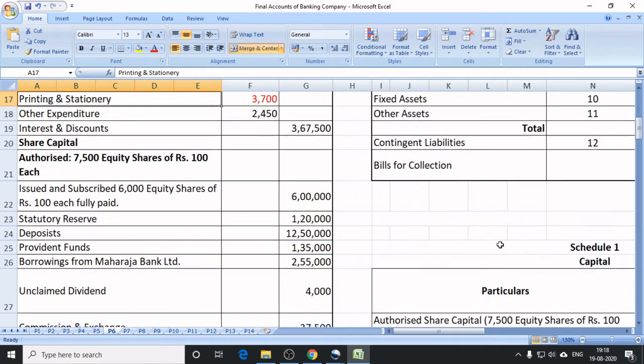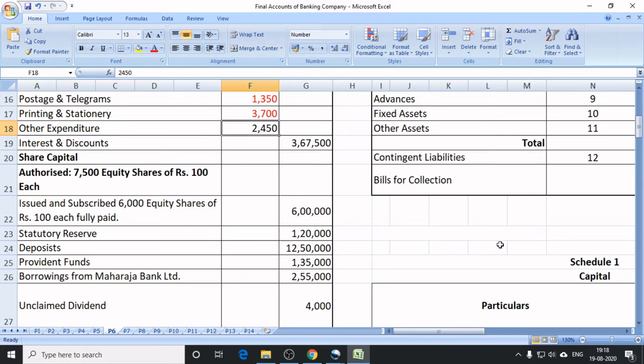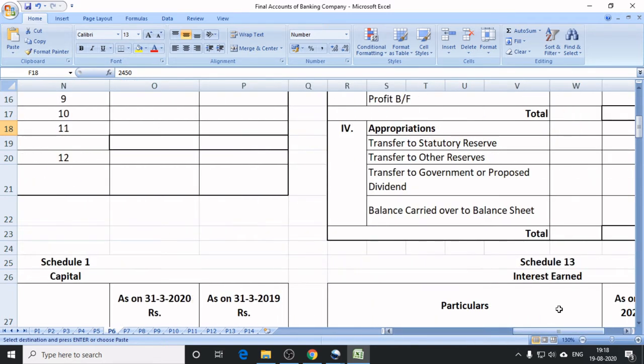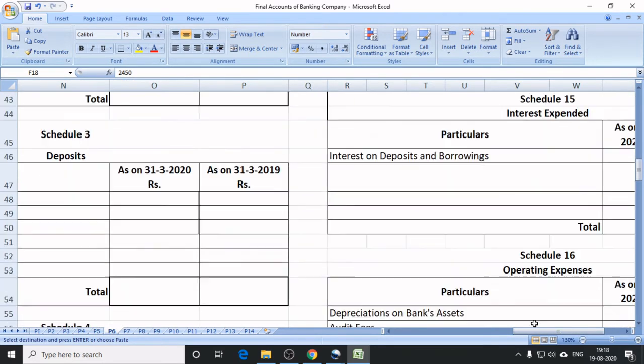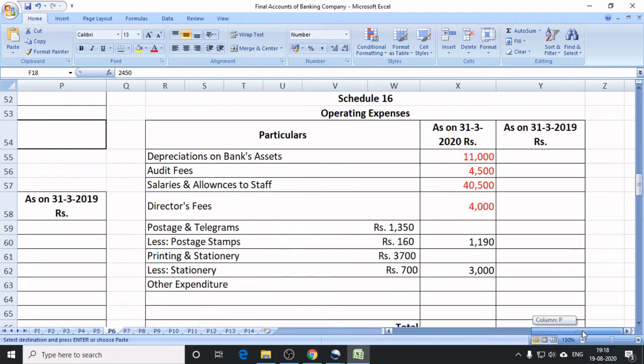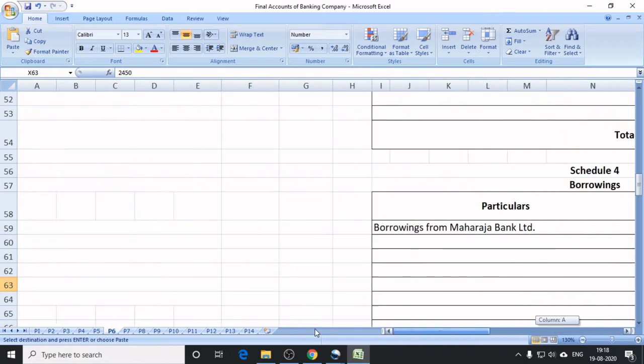Okay, now next is other expenditure. Look, other expenditure has a debit balance, so definitely it will go under schedule number 16. So here, other expenditure, 2,450.